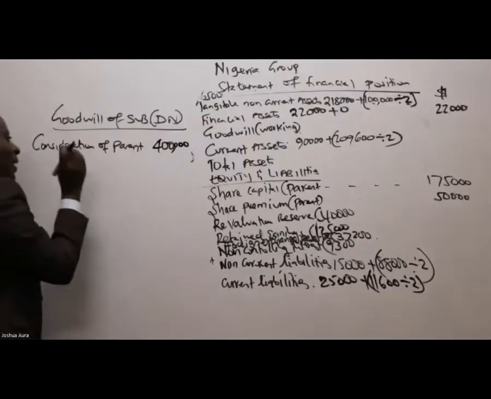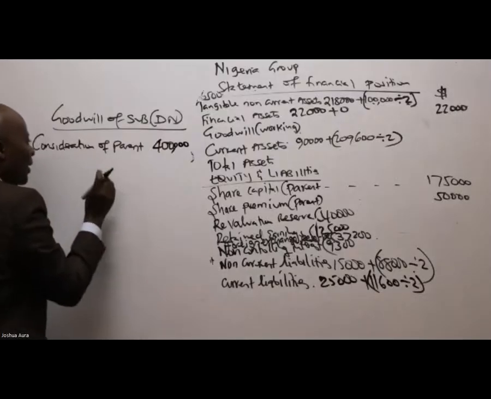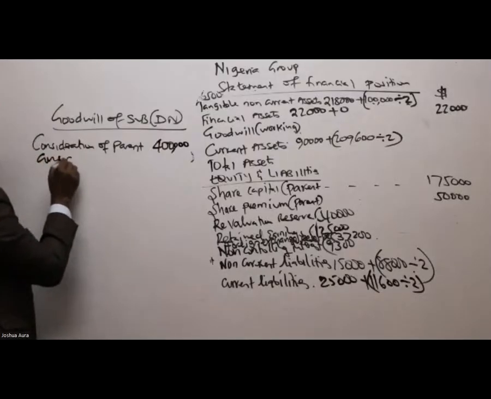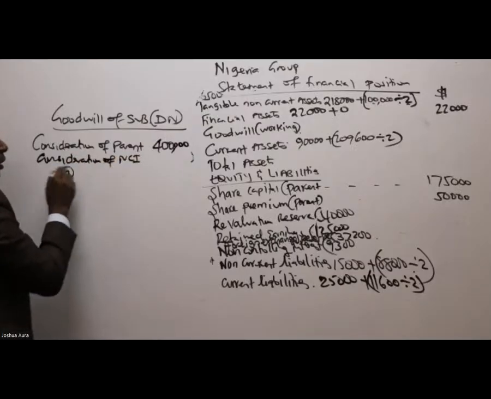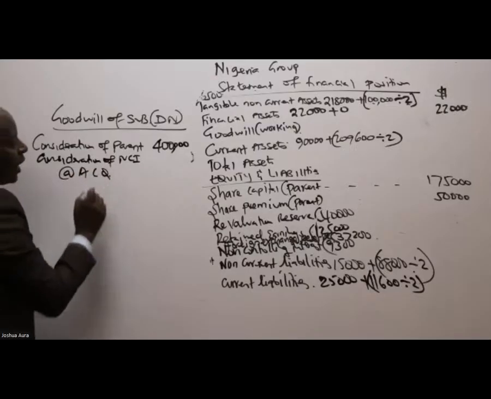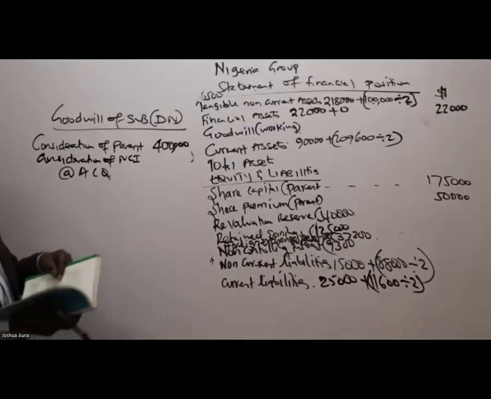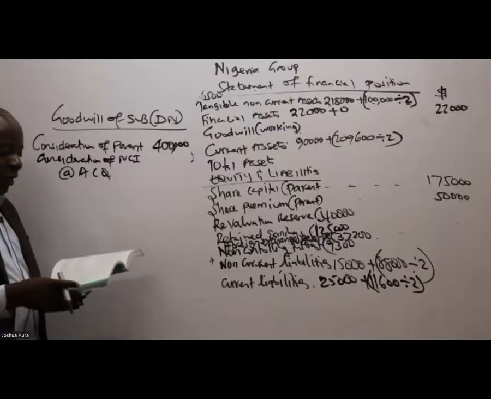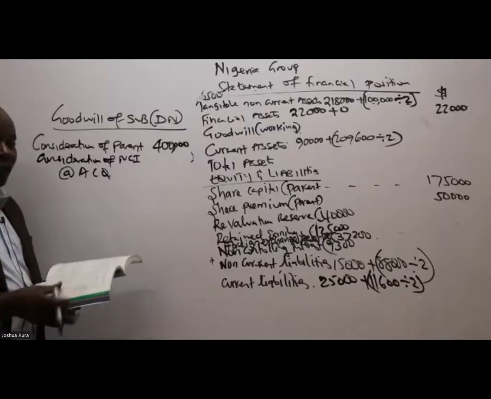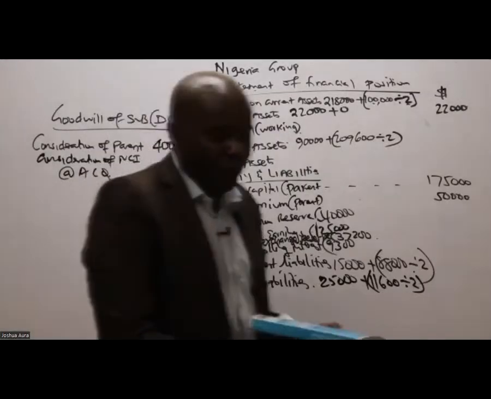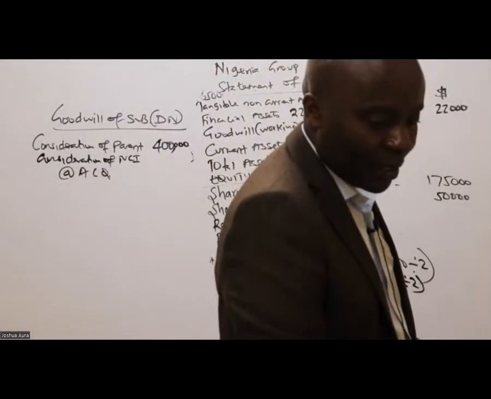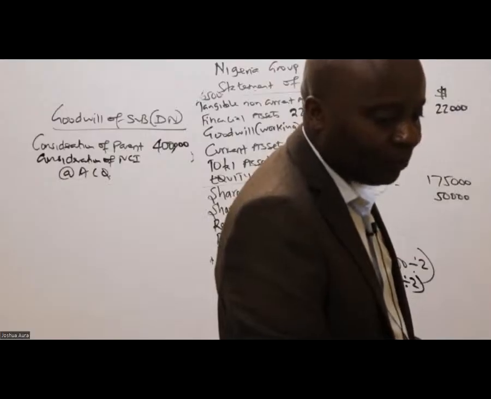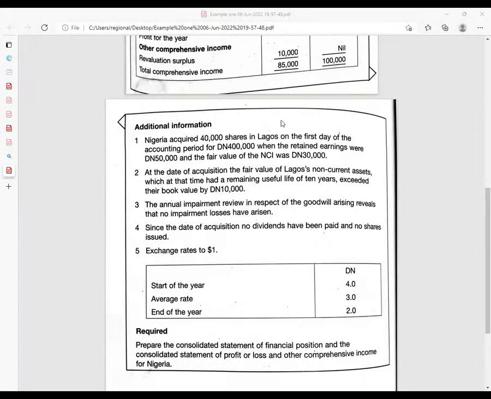Now, of course, the parent never bought this subsidiary 100%. We have the consideration of NCI at acquisition. Are you able to see what NCI was worth at acquisition? Have they given us NCI at acquisition? What was NCI worth at the date of acquisition?